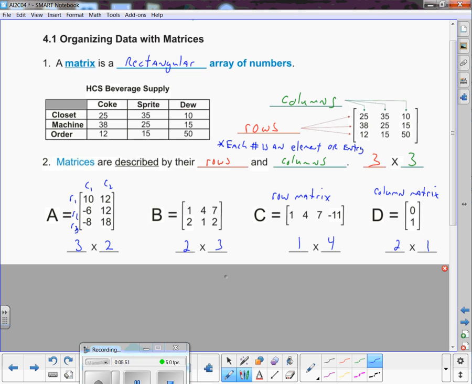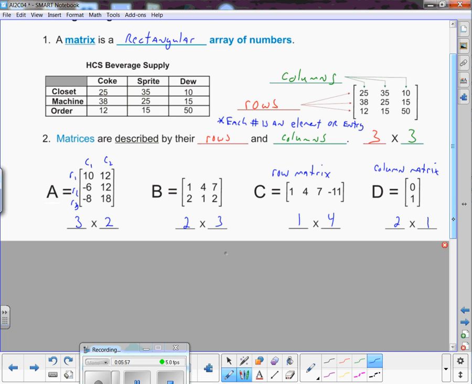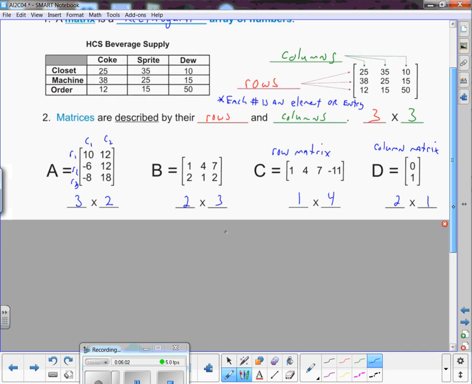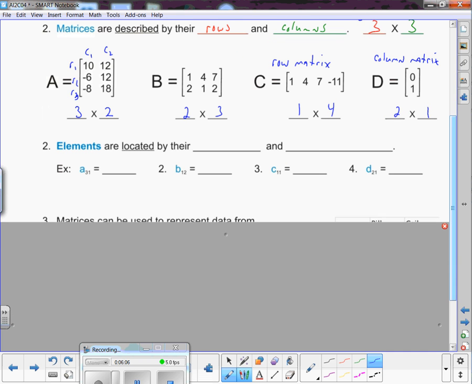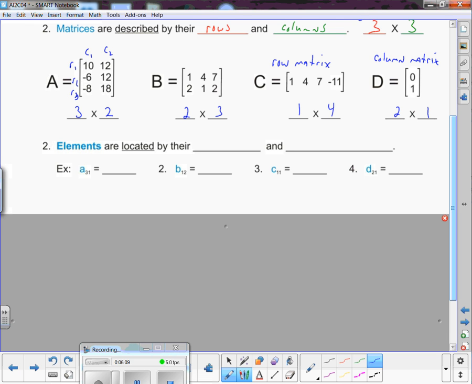Okay, so how do you describe a matrix? By its rows and columns. And we do use the X. Is a 3 by 2, a 2 by 3, a 1 by 4, and a 2 by 1. No 2 by 4s. All right. Elements. All right, so each element or entry can be located by their, I'm going to use my red here, row and column.